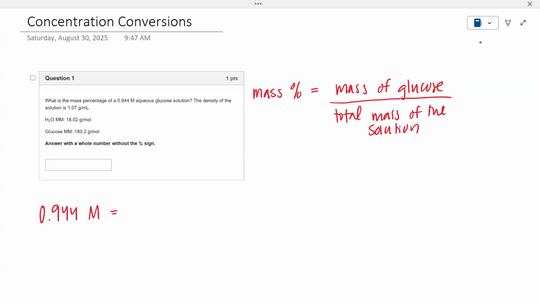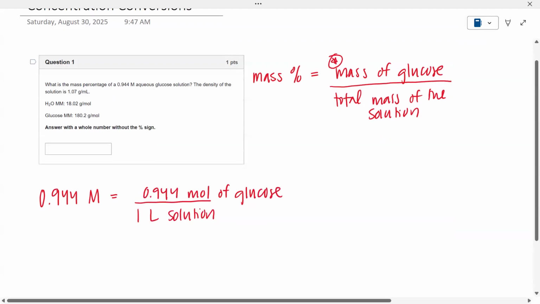If I had 1 liter of this solution, that must mean that I have 0.944 moles of glucose. All right, so now I have my roadmap to get myself from the information I'm given to the information I need. I have moles of glucose in this solution. I need grams, right? I need the mass of glucose. So I'm going to convert moles of glucose to grams of glucose, and I do that using the molar mass that was provided.